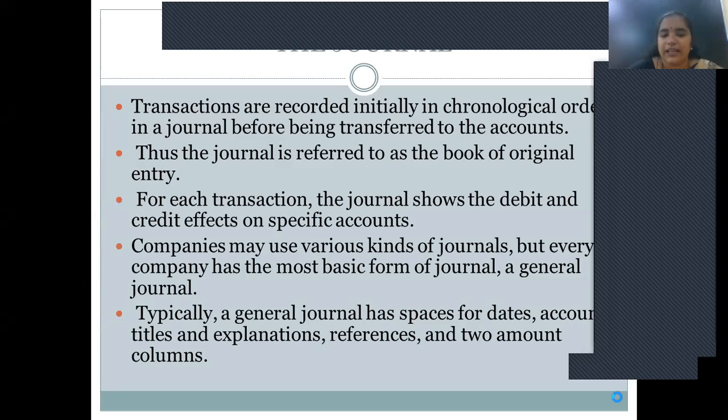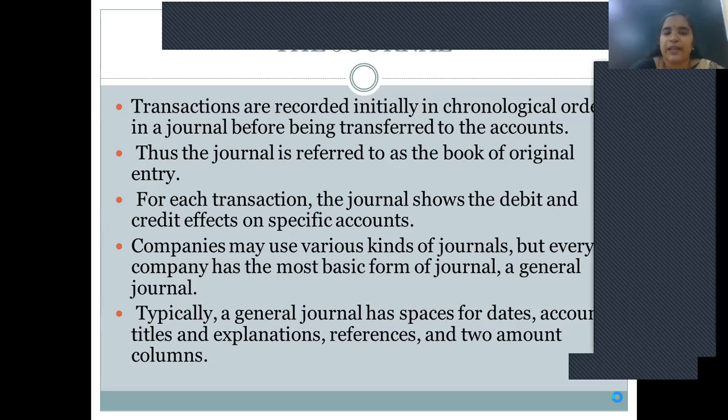What is a journal? It is a book where you are recording the details of transactions based on chronology, meaning whichever is occurring first is written first. And in that we write which account is debited and which account is credited. As any transaction recorded is first entered in this book, we call it a book of original entry.